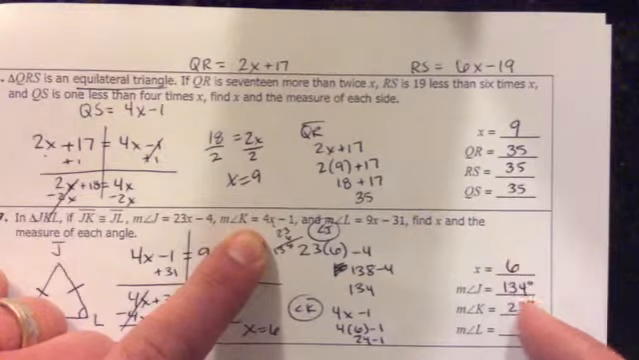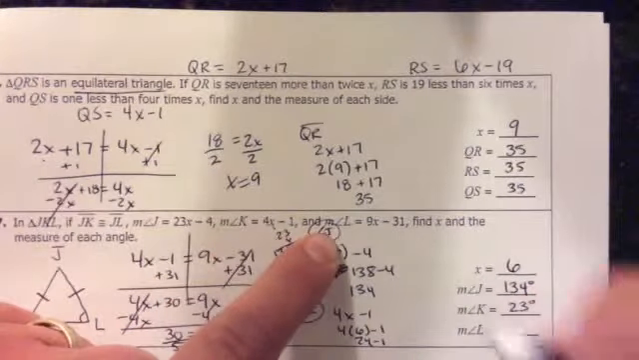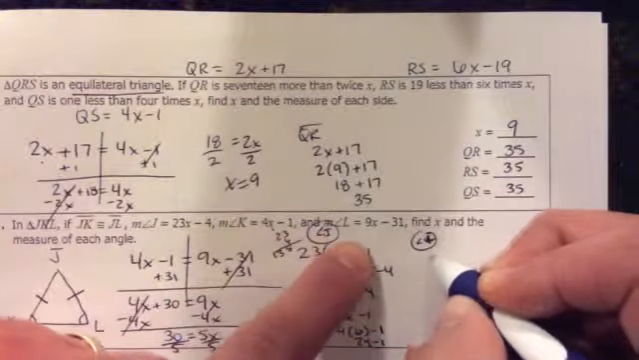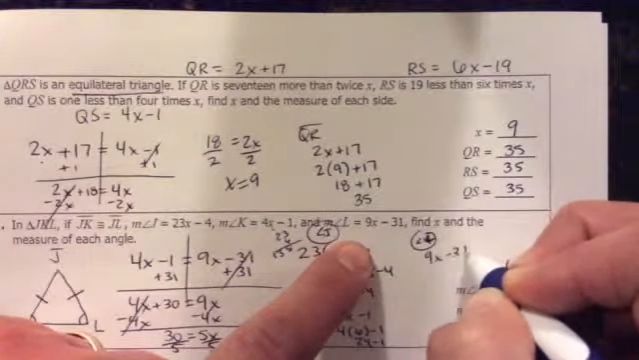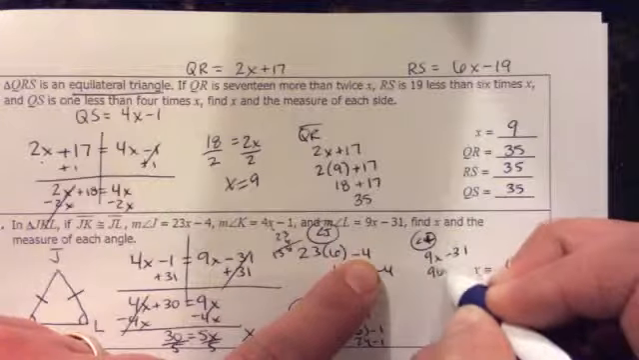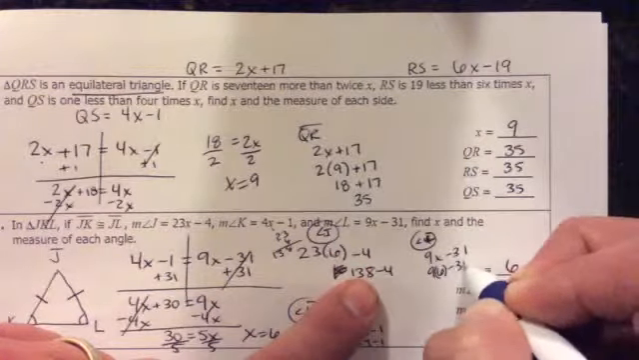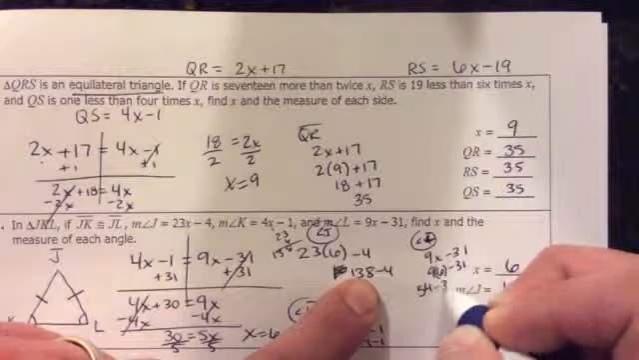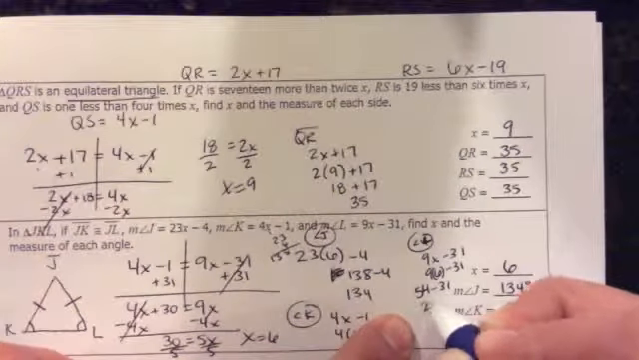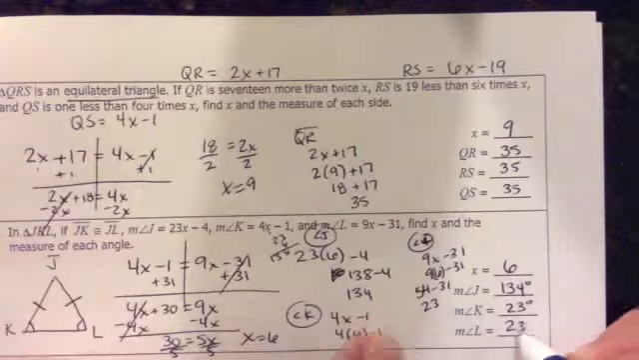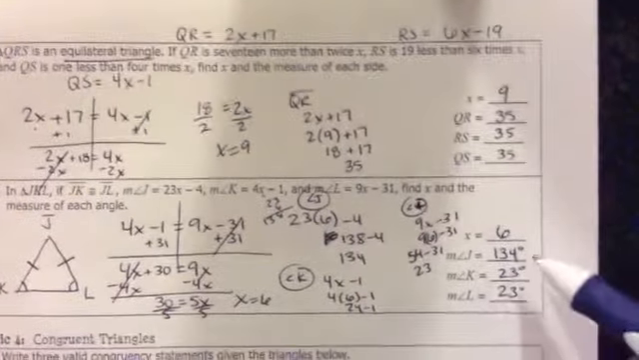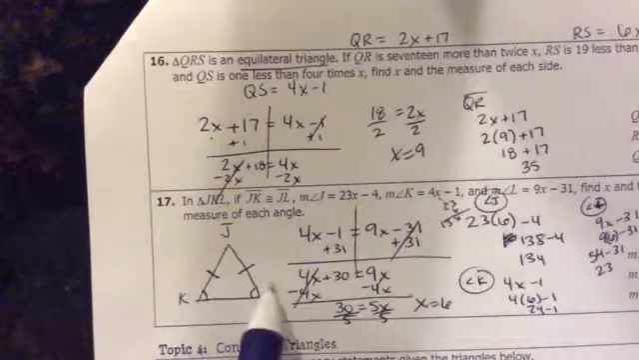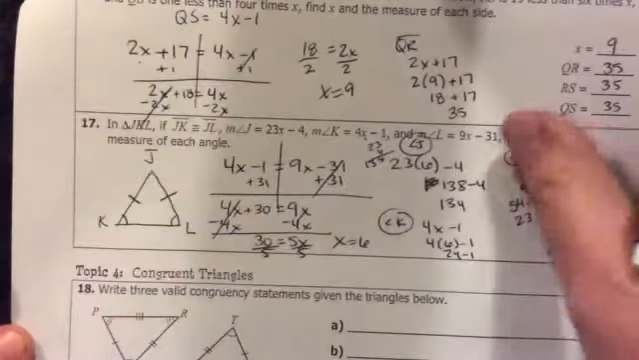And now you could add those and subtract them from 180. Or I'm going to find angle L. That's going to be 9x minus 31. 9 times 6 minus 31. That is 54 minus 31. That's 23 degrees. Which again works out, we should know that because K and L, back to our picture, are congruent. We didn't even need to do the math there either.